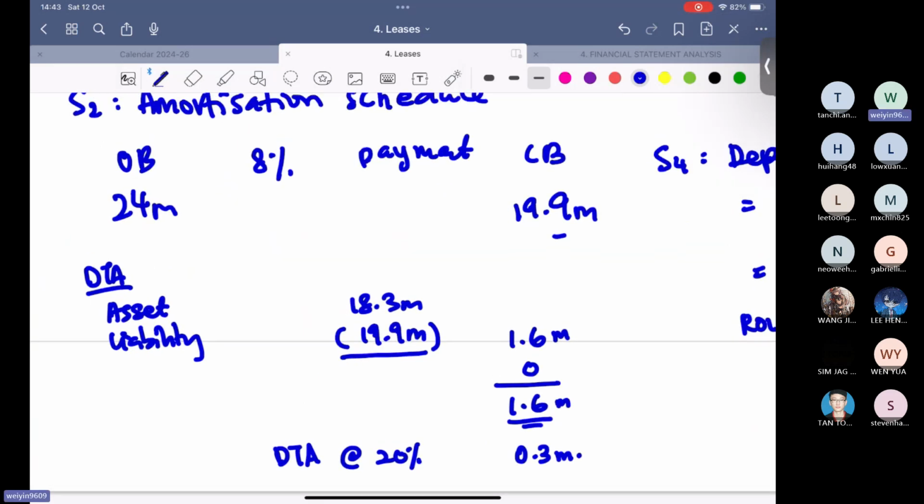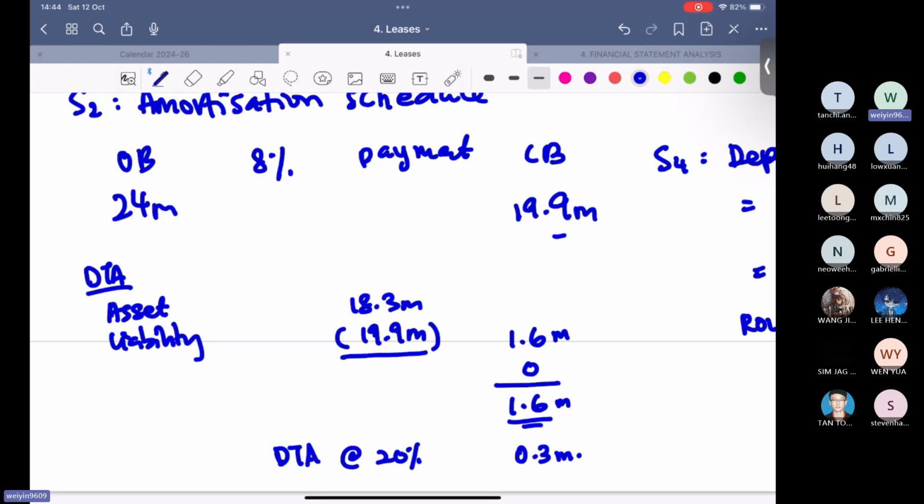So therefore, I can start with my explanation because it said discuss with suitable calculation the accounting treatment for the above transactions for Heiki's financial statement for the year 31st December X1. So I can start with the liability first, since I start with S1, right? So liability shall be initially recognized on 1st January 20X1 at the present value of lease payment not yet paid at the commencement date. So which is 24 million.